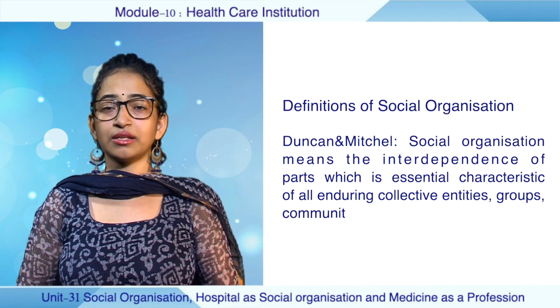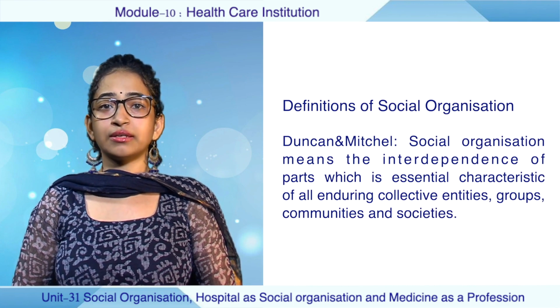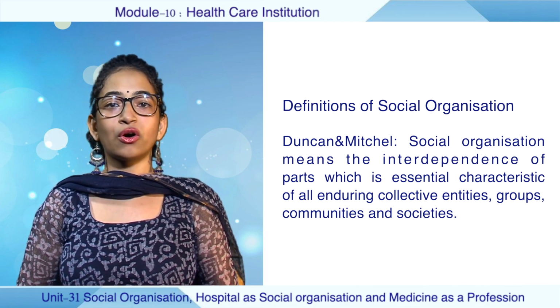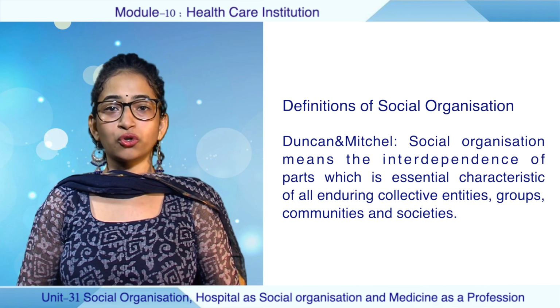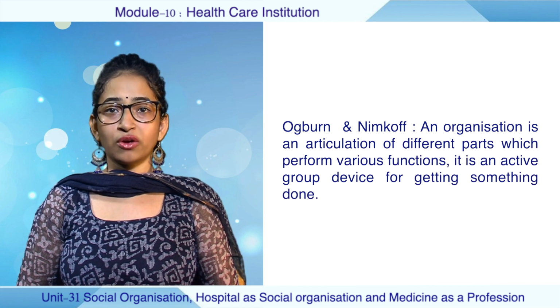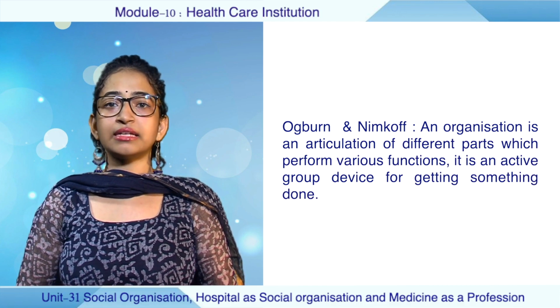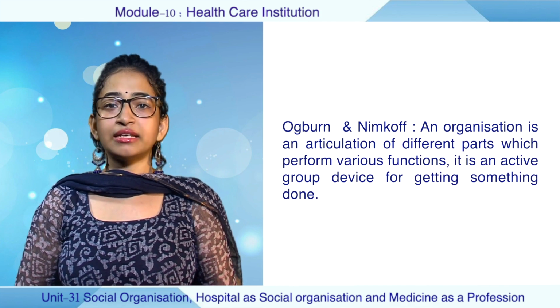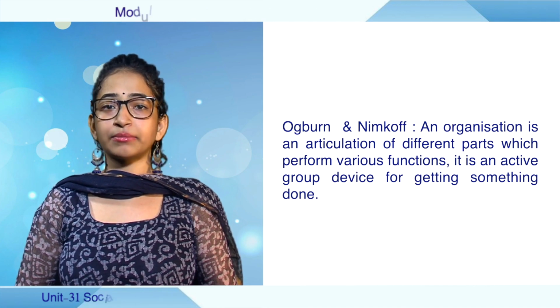There are many theorists who have given various definitions of social organizations. Some of these are the views of scholars like Duncan Mitchell, who says social organization means the interdependence of parts, which is an essential characteristic of all enduring collective entities, groups, communities, and societies. Likewise, Ogburn and Nimkoff also say that an organization is an articulation of different parts which perform various functions. It is an active group device for getting something done.